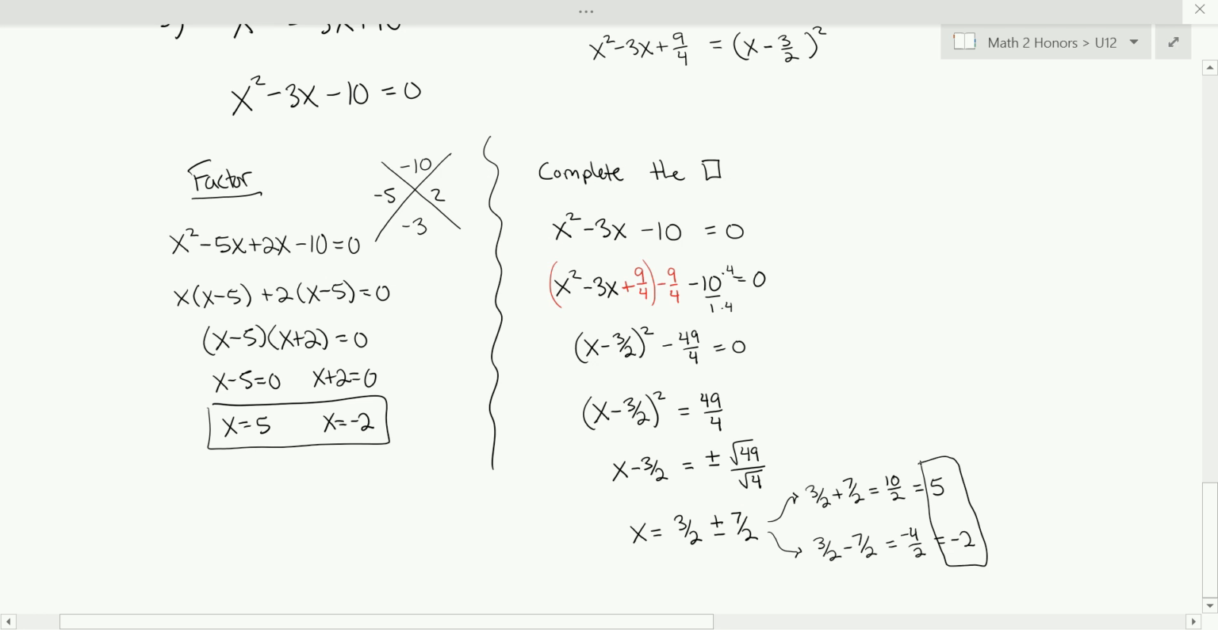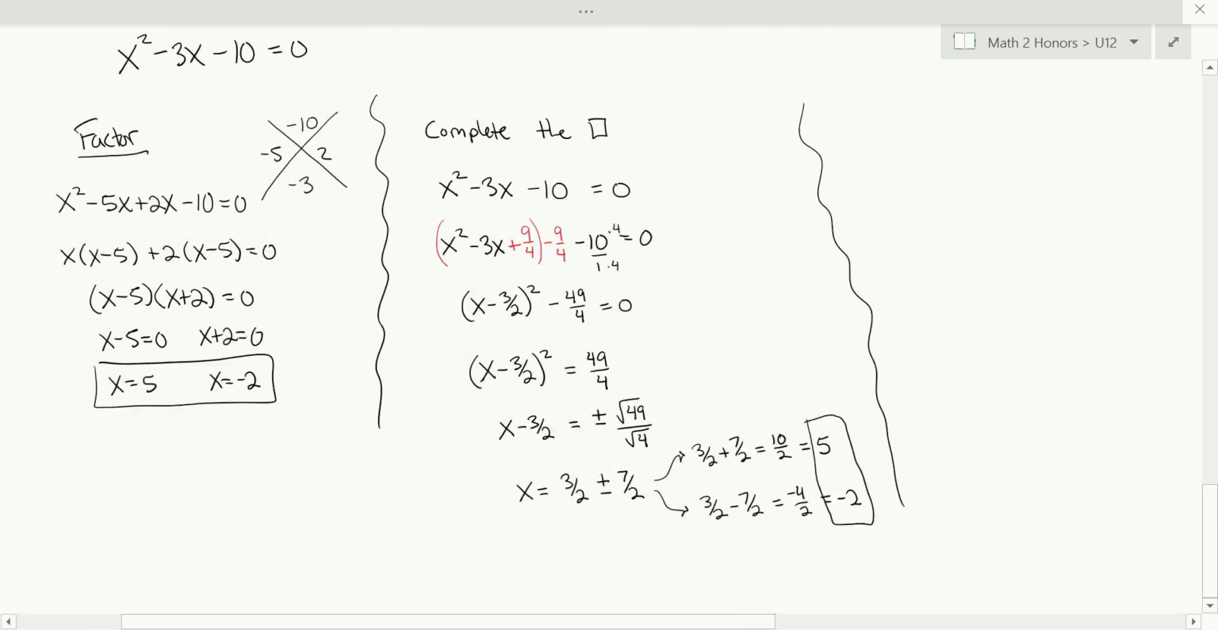This one's a lot more complicated because it's got fractions involved, but remember, not everything's going to factor, and so you have to be good at completing the square, and that's why we're practicing it, because it's not only going to help with this, it helps getting into vertex form, which quadratic formula wouldn't help you with. It also helps with other things that you'll see when you get to Math 3 or Math 3 Honors. Okay. And quadratic formula should give us the same answers. Go ahead and use quadratic formula and see if you get that.